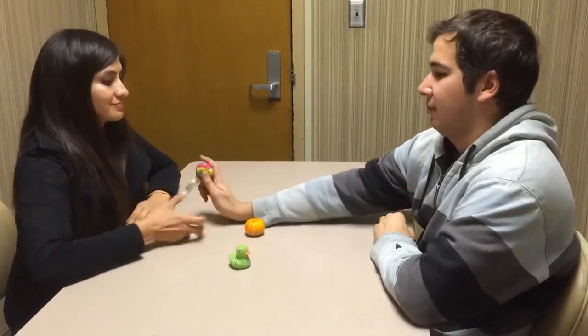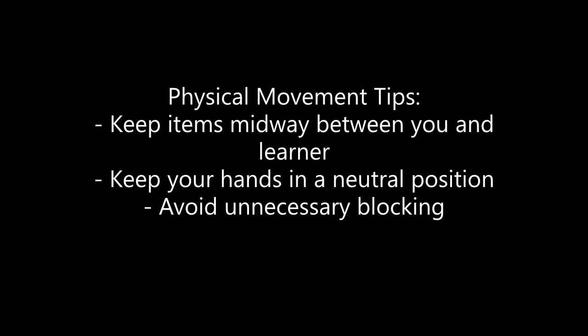Again, this is a problem because the learner could be attending to the RBT's behavior and selecting the correct item purely based on her physical cue. Give me ball. Awesome. To avoid this type of cue, keep all items midway between you and the learner, keep your hands in a neutral position, and avoid unnecessary blocking.